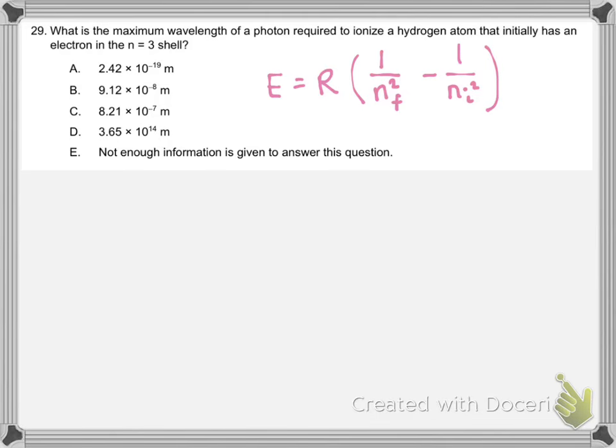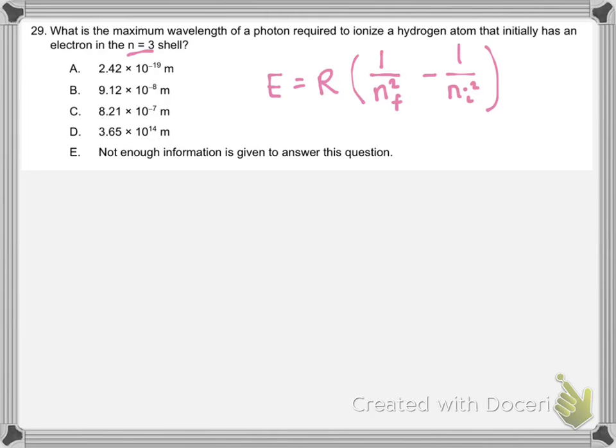Okay, and number 29, they're asking what the maximum wavelength of a photon required to ionize a hydrogen atom that initially had an electron in the n=3 shell. So here I have the Rydberg equation, where we look at how changing the shells will change the energy. So we know that one of our n values is equal to 3. They don't tell us the other one.